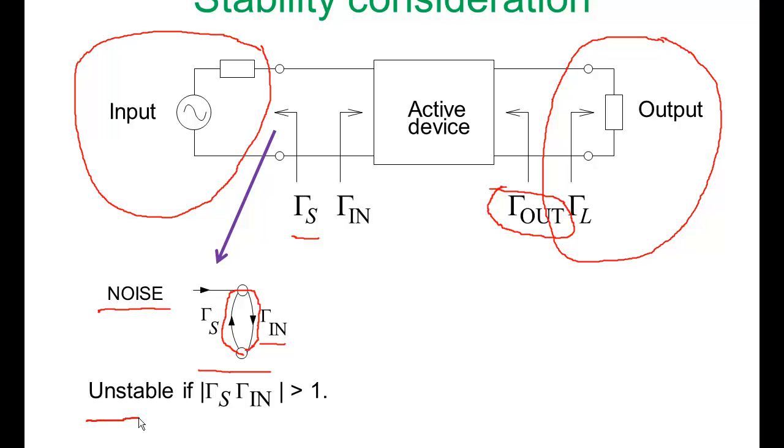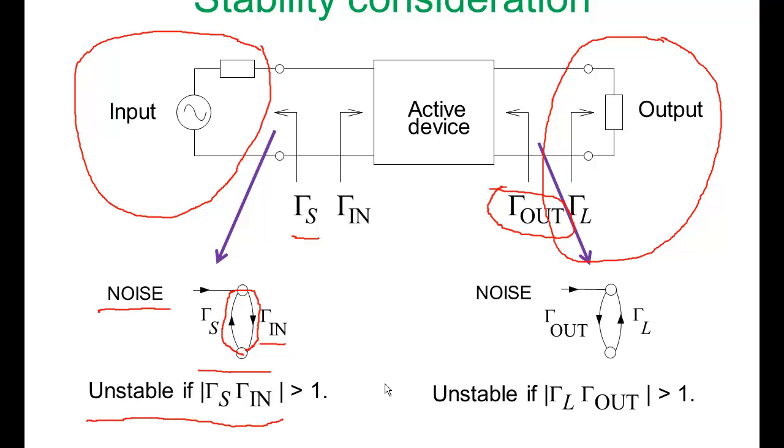So this amplifier could go unstable if the magnitude of gamma S times gamma in is greater than 1. Of course the phase must be correct, but we usually find that if the magnitude of gamma S times gamma in is greater than 1, then as the oscillations build up, or as the signal level builds up, the phases adjust. We do break into oscillation.